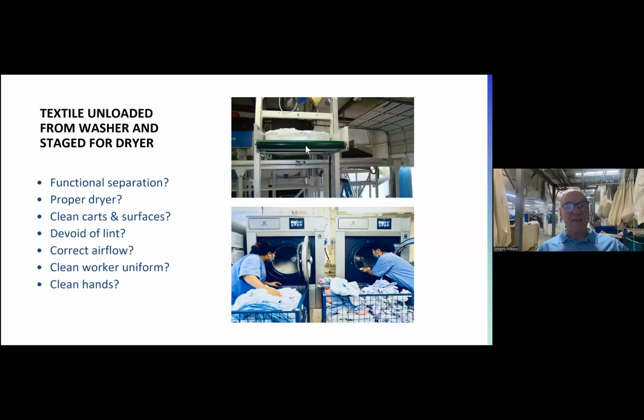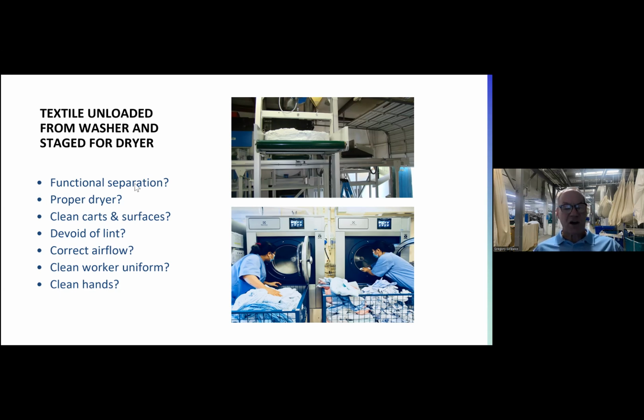So now the textile is unloaded from the washer and then staged for the dryer. Here's old school conventional washers where these ladies are unloading them from the washer. And then here's the new tunnel washer, continuous batch washer, where there's a lot more automation and conveyors and hoists and all this stuff that's loading them automatically. The important points here, now that it's clean, we're in a clean area. So that means we need to separate this clean area from the dirty area.